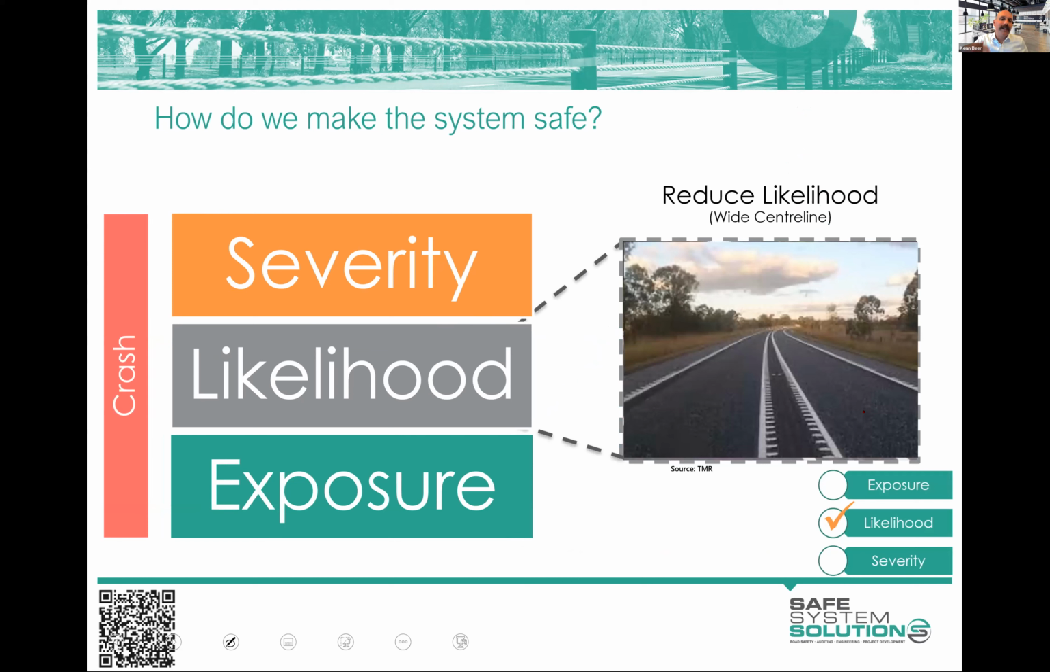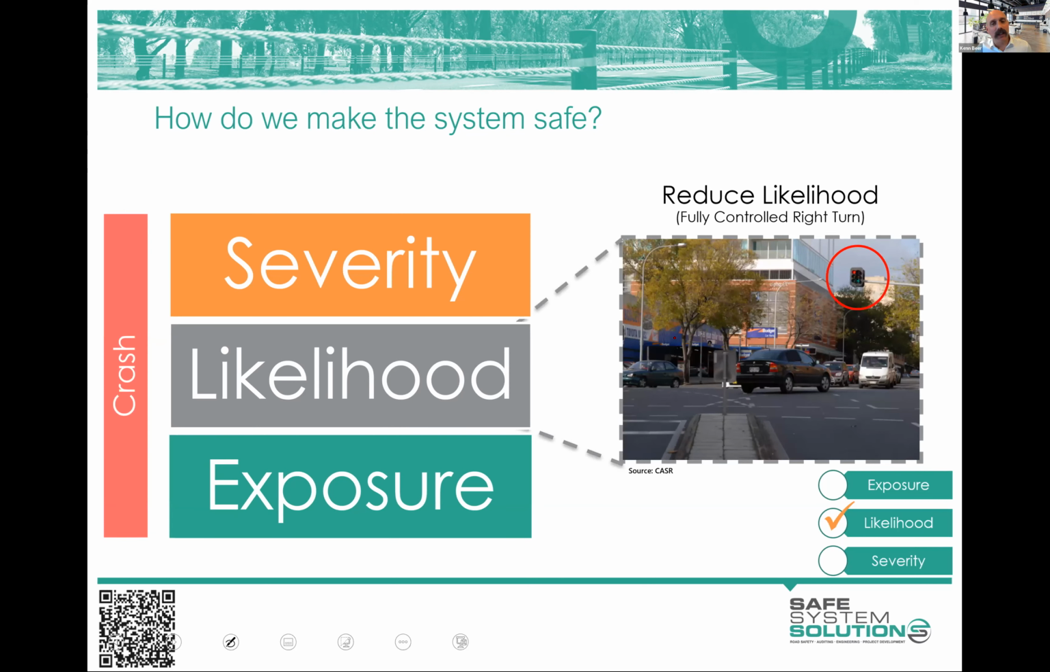Then what are the things that influence the chance of a crash? The likelihood. We know we've got tactiles, wide centre lines, sealed shoulders, maybe delineation, lighting. These are all things influencing the chance a crash will happen. Even things like traffic signals. I mean, they're influencing the chance a crash will happen, but not doing anything for the severity of the crash.